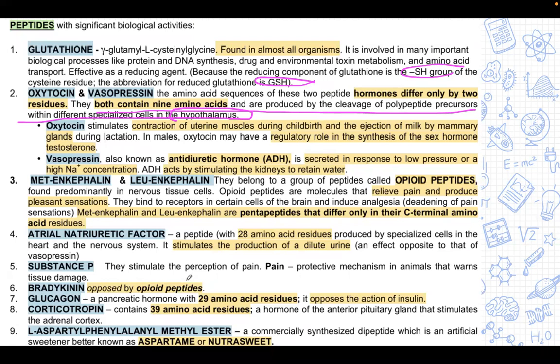Ano pa ba yung mga pwede nating i-add na information for the other topics? Nag-iisip si ma'am.